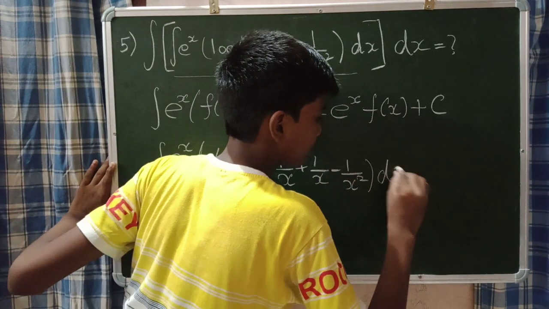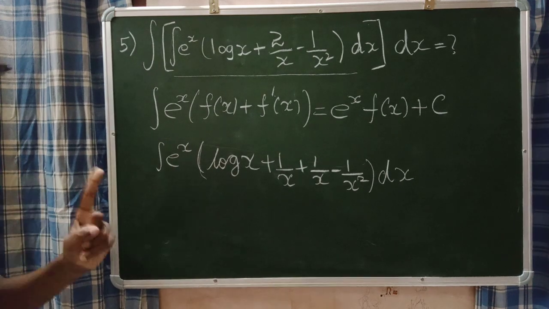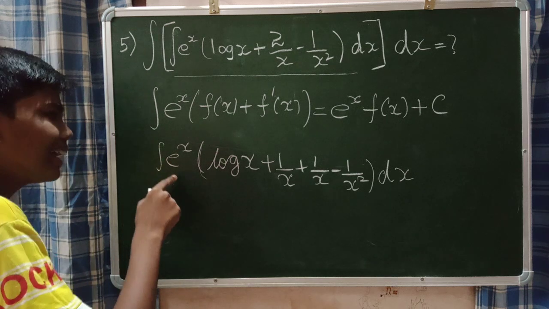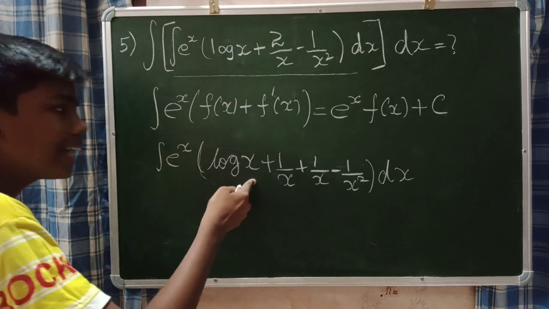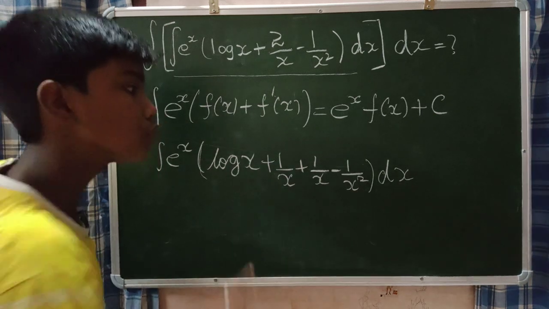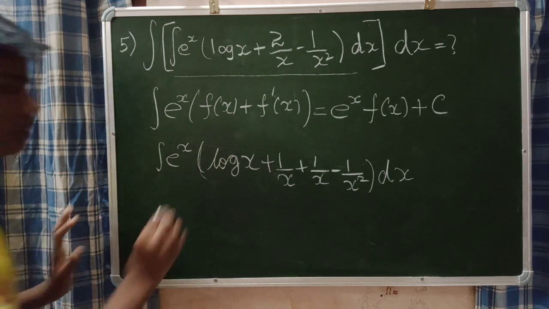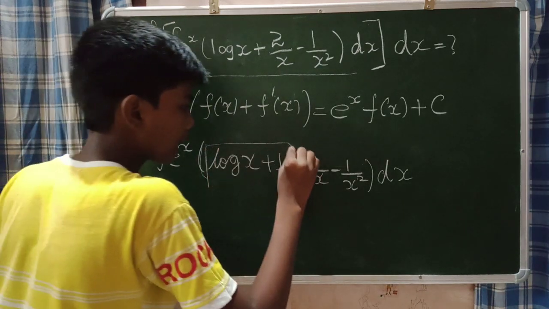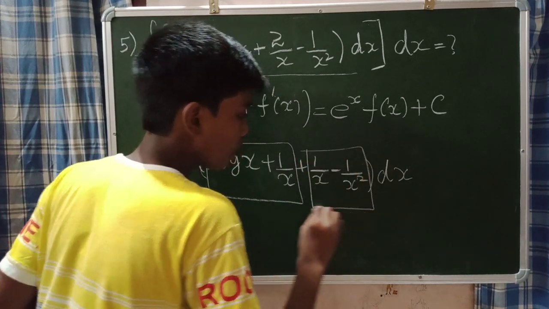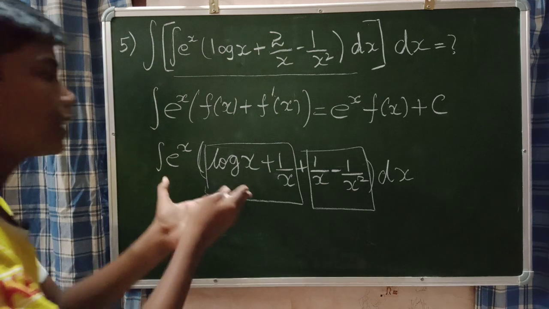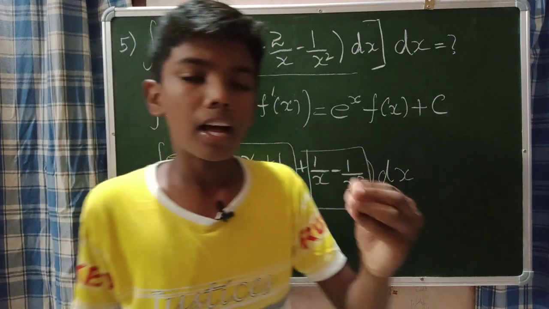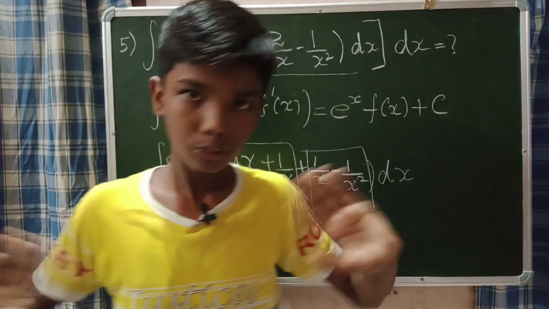Then dx. Now guys, see this one. Now, the integration of e to the power of x of log x plus 1 by x plus 1 by x minus 1 by x square. I'm going to take log x plus 1 by x as one part and 1 by x minus 1 by x square as the second part, and I'm going to do integration on both parts. Okay guys, so that's all.